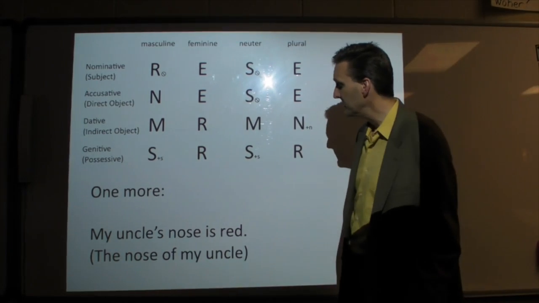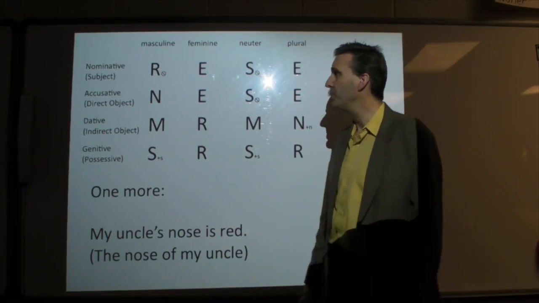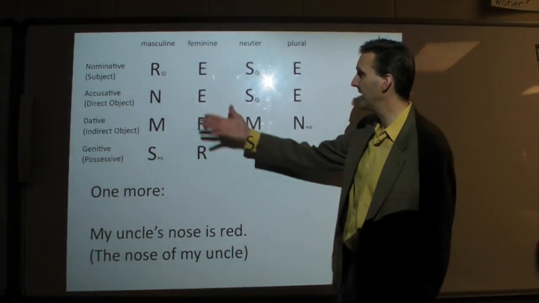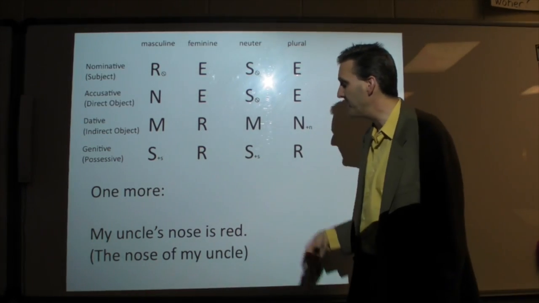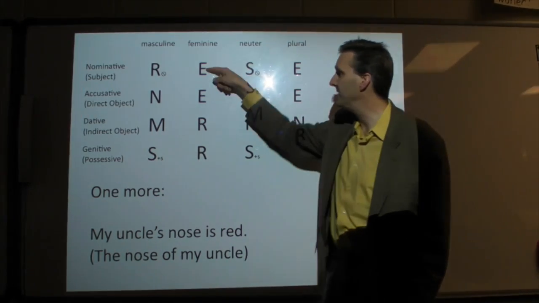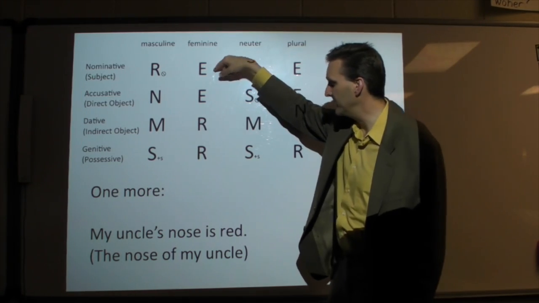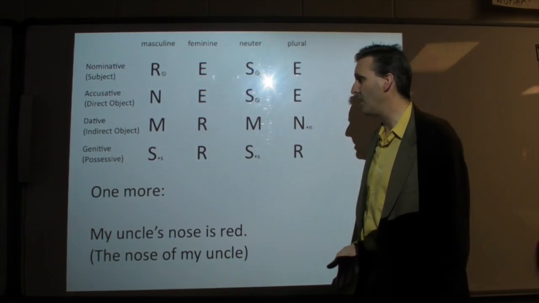How about my uncle's nose is red? There's a funny sentence. We need to change that to the nose of my uncle. Well, nose is Nase. That ends with an E. So your guess on the gender is going to be feminine. Okay? And that's the subject. The nose is the subject. So that's going to be here. There's no orphaning sign. So we have to say simply die Nase, the nose, die Nase, of my uncle.